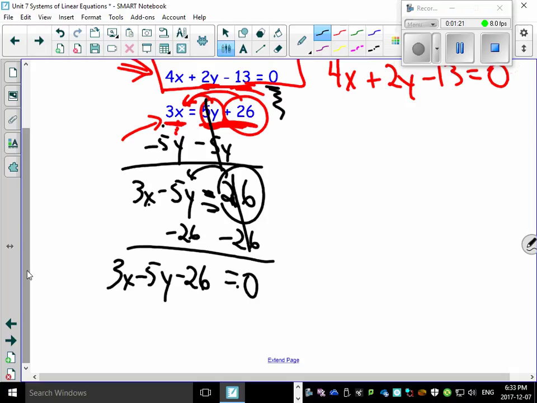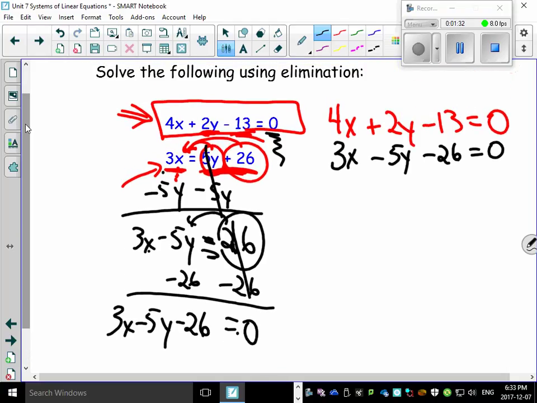Now watch, I'm just going to set it up right underneath. 3x minus 5y minus 26 equals 0. Look how pretty that is. Everything is all lined up. Now I got a problem. The problem is this. None of these x's match. Nothing. The x doesn't match here. This y doesn't match. Nothing matches.